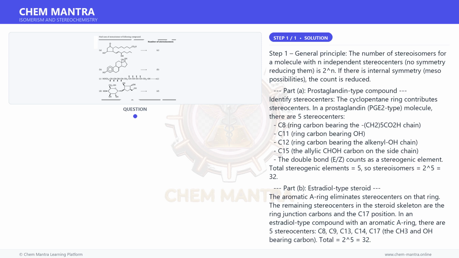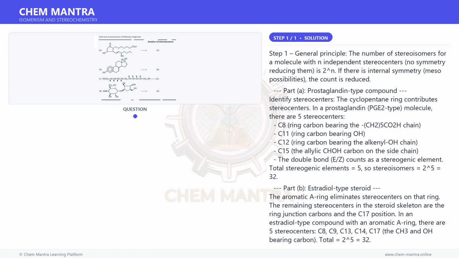Step 1. General principle. The number of stereoisomers for a molecule with n independent stereocenters, no symmetry reducing them, is 2 to the n. If there is internal symmetry, meso possibilities, the count is reduced. Part A. A prostaglandin type compound.